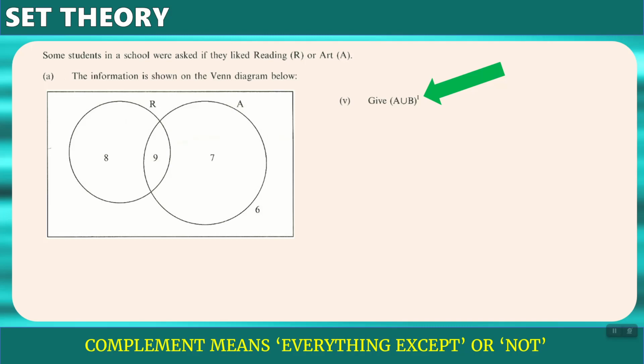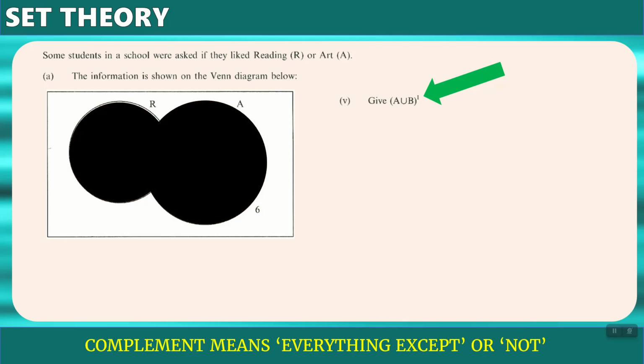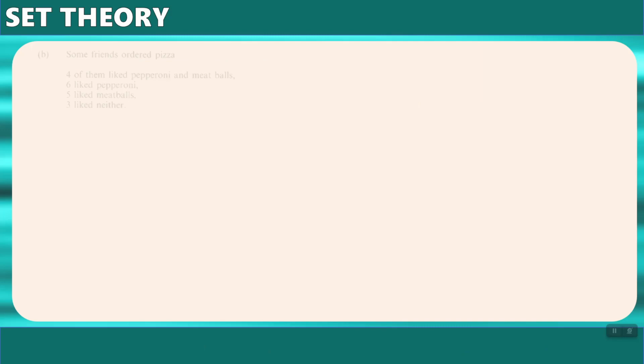Well, let's find A union B. Here is A. Here is R, which they represented with B. And so A union R is 8, 9, and 7. But the complement means everything except that. So we're going to cover that up with black and say not that, everything else. And we can see that the everything else is just the number 6. So the answer to this is 6.